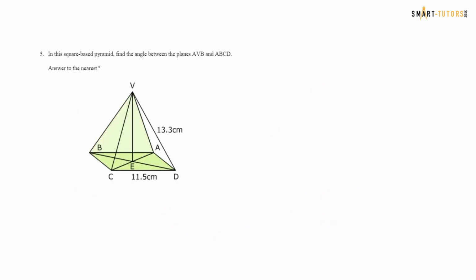Question number 5, in the square base pyramid, find the angle between the plane ABE and the base. So ABE is the light green plane. ABCD is the bottom plane. Answer to the nearest degree. So ABE and ABCD. First of all, you need to find out what angle you need to find.